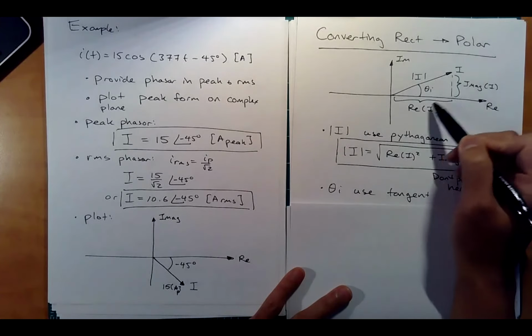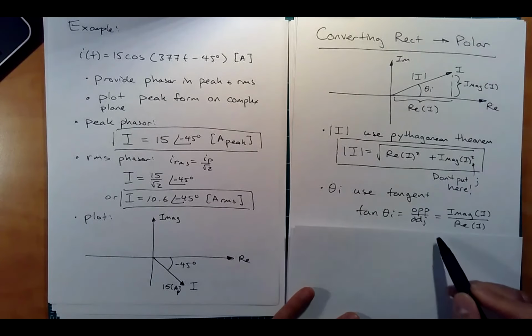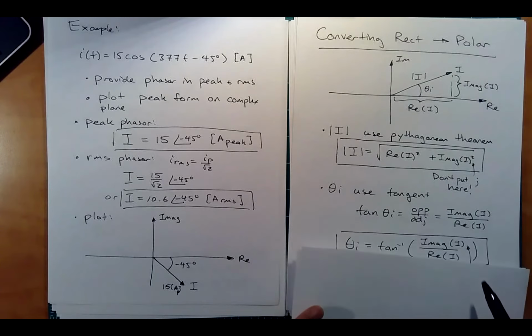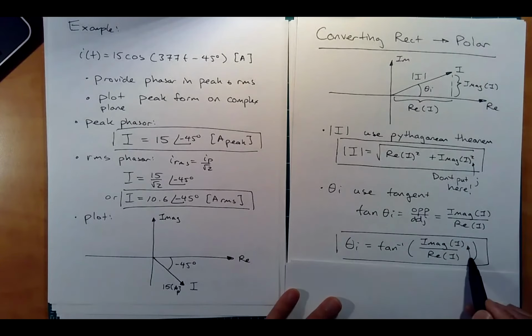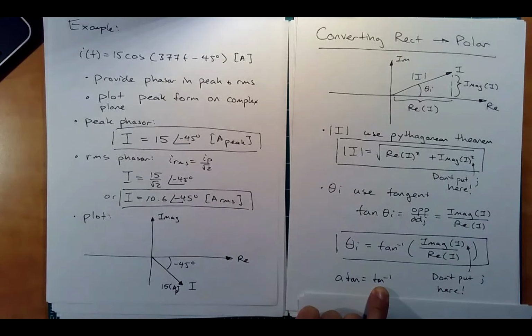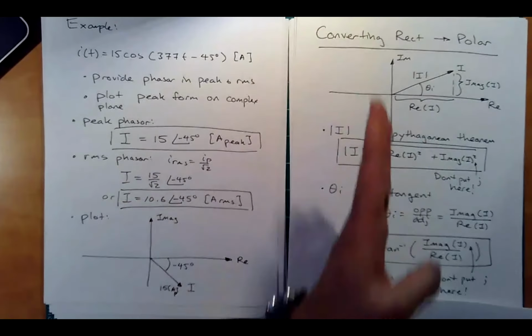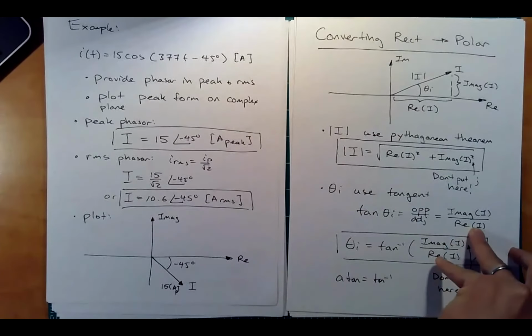So that means if you knew these two, then this angle equals the inverse tangent of the imaginary over the real, or the opposite over the adjacent, right? So that's the solution. Cool. Now, atan is tan inverse. So if you see atan, you see tan inverse, same thing. And again, when you're putting these numbers in, you don't put the j in here. The j is just the placeholder to tell you it's on the y-axis. All right, let's keep going.